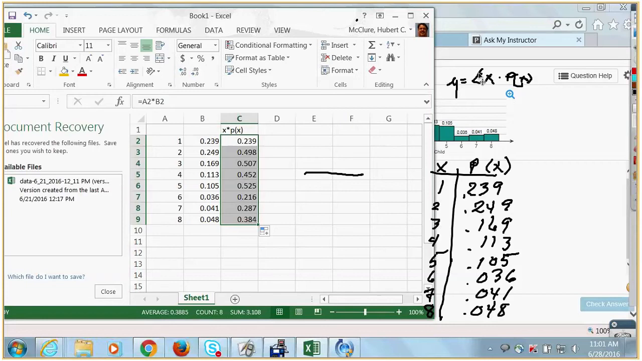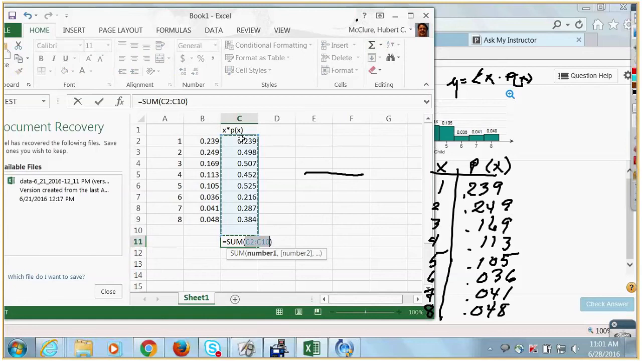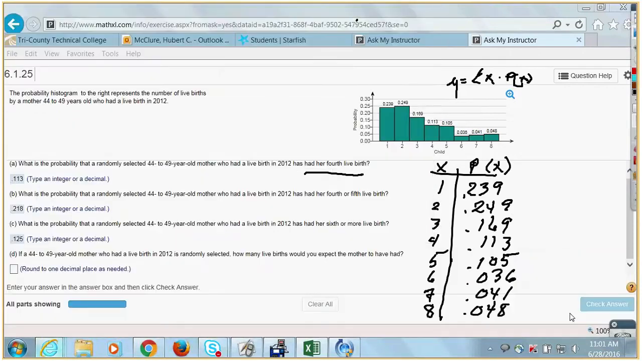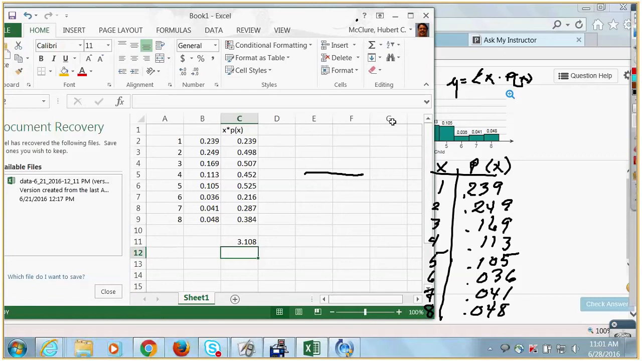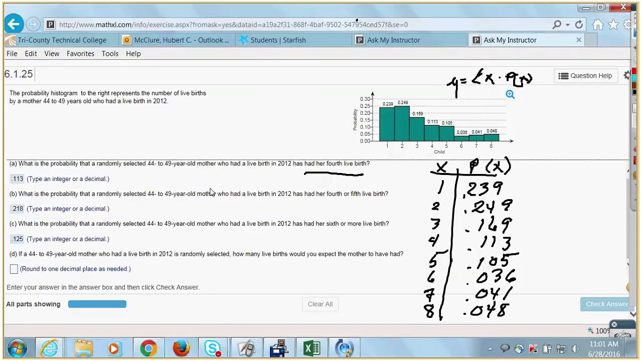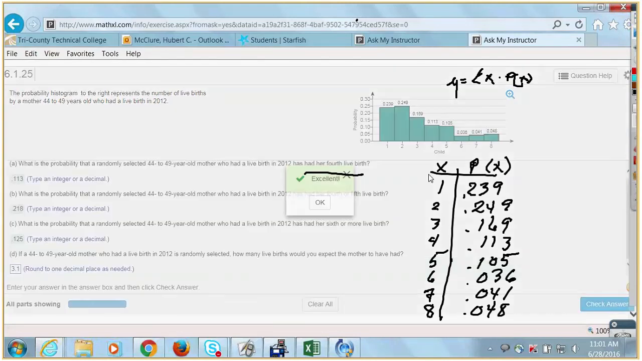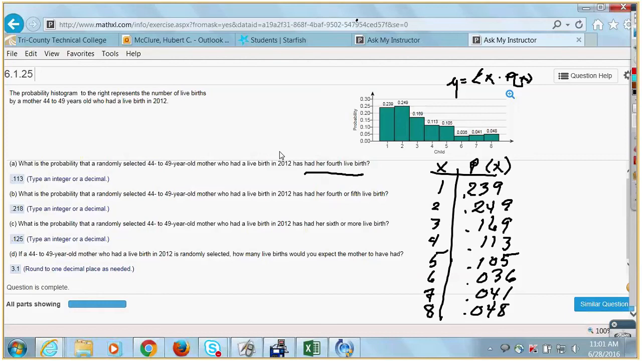And what does this big E mean? That sigma means you add all those up, and when you add all those up, that gives you the mean. And there's your mean, 3.108. And let's see what it says to do. It says round to 1 decimal place, and we got 3.1. So it should be 3.1. And that's how you do that question.